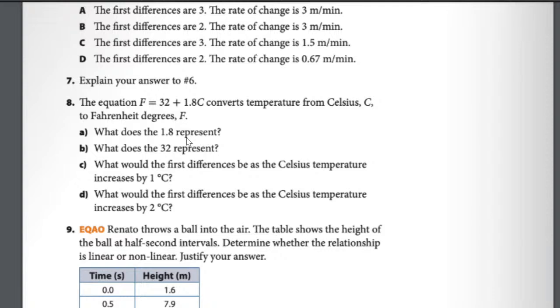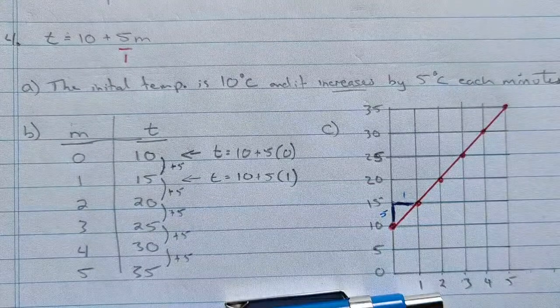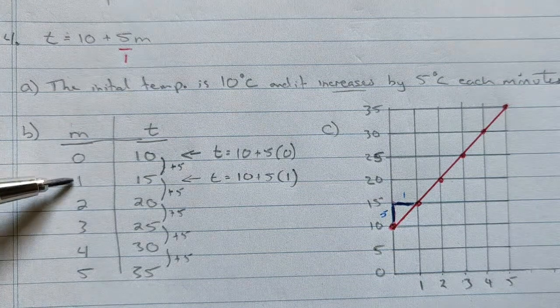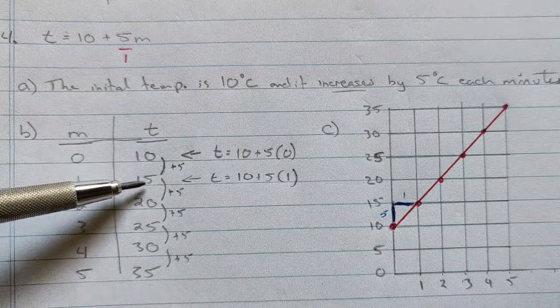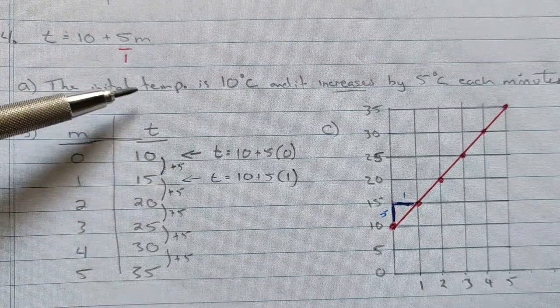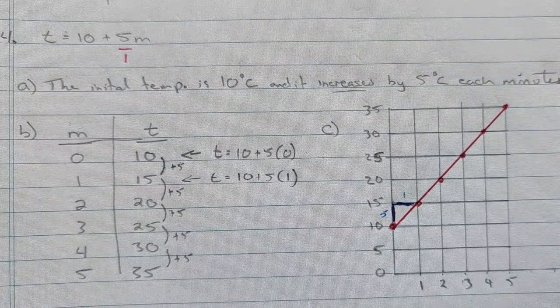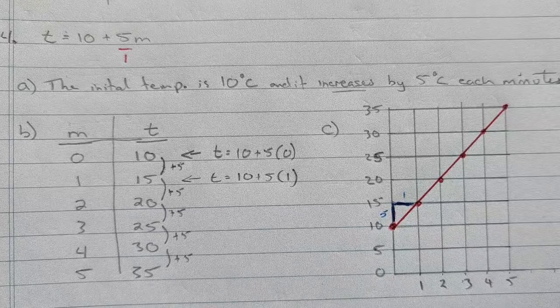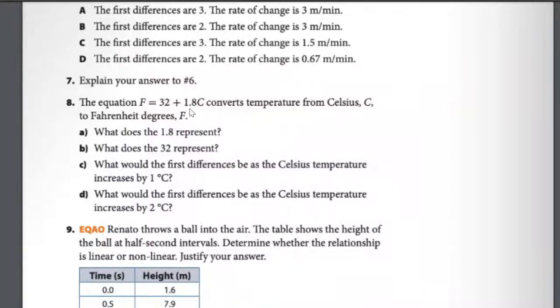So let's think back to the first differences we looked at in questions 3 and 4. In question number 4, as our time went up by 1, our values increased by 5 because 5 was the rate of change. So our first differences in this case were the rate of change. So when you're increasing by 1, then the first differences will be the rate of change. So in our case, for the temperature, the rate of change is 1.8, so the first differences would be 1.8.